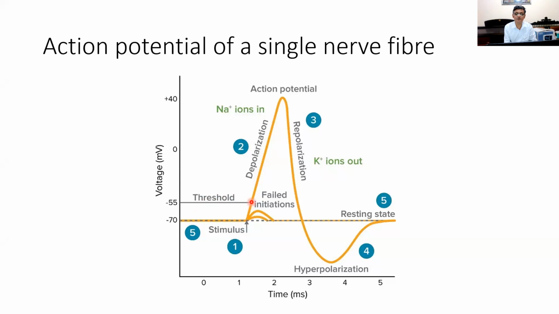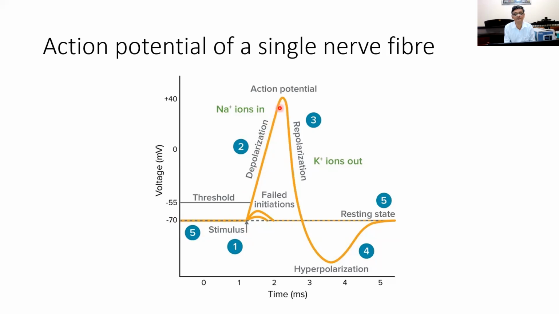That means all the available voltage-gated sodium channels will open up, and very rapid entry of sodium will occur, leading to depolarization. Before that it is polarized: inside is negative, outside is positive. So therefore we call it polarized. When it goes towards 0, we call it polarity is lost, depolarized, plus overshoot.